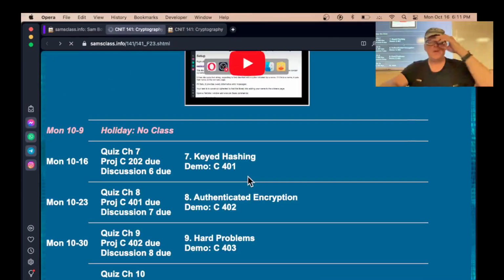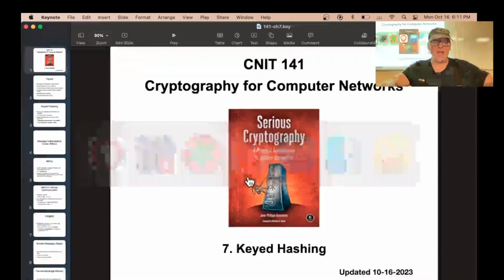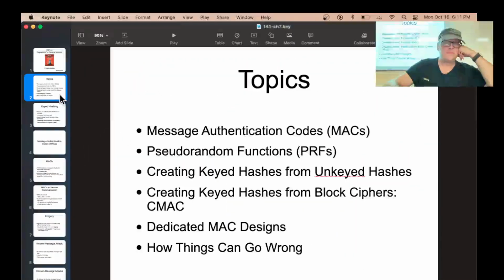My demo today is going to be RSA, the next thing to come up. So let's take a look at keyed hashing. Message authentication codes are things you sign messages with that are more than just a hash. They are keyed hashes, which we'll talk about, and they use pseudo-random functions, and we'll talk about the structure of keyed hashes and how things can go wrong.